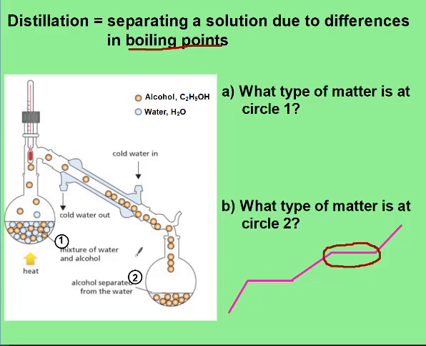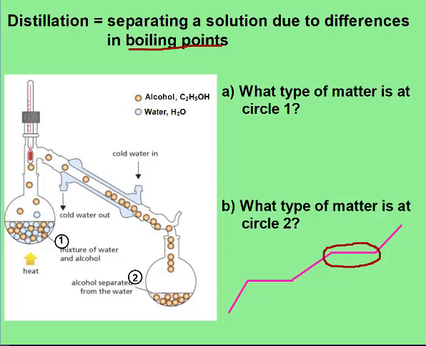When the temperature starts to rise again, then we know that all of this first substance has been boiled away, so we can remove this flask. We can then start collecting the next part of the solution as it boils if we had a mixture of more than just two items in there.